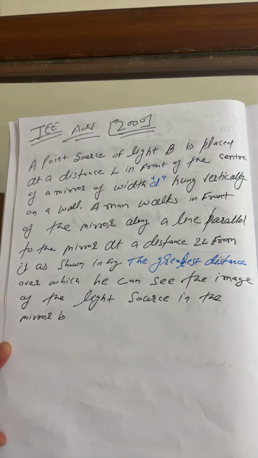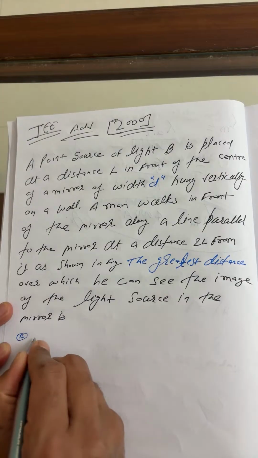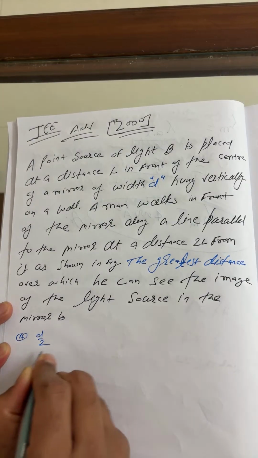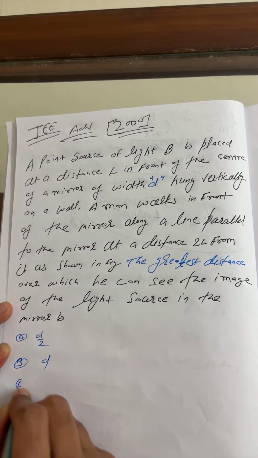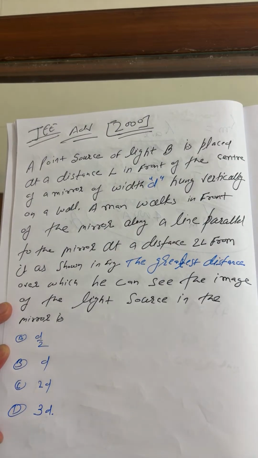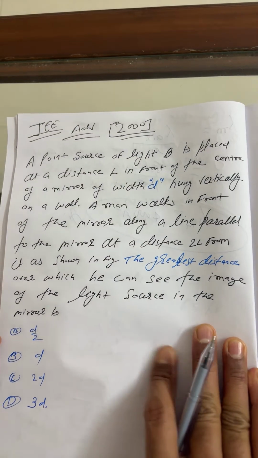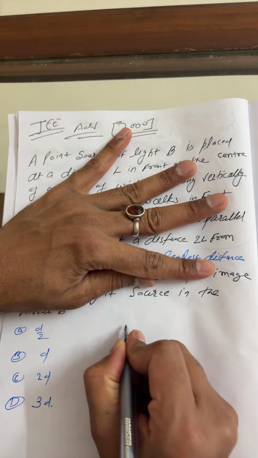Okay, beta. Now I'm writing the options here, then I'll draw the diagram. The options are D by 2, 2D, and 3D. Right? Okay, fine. But as for the diagram here, you can draw.